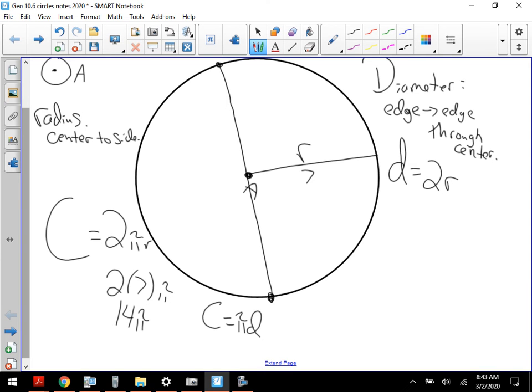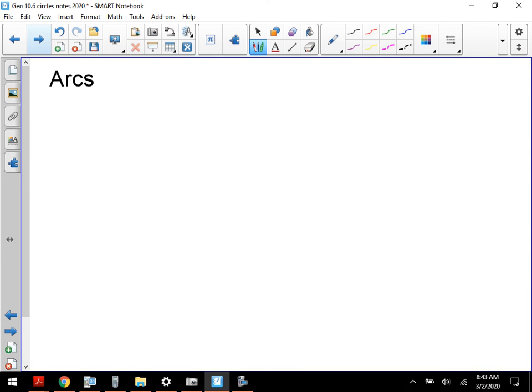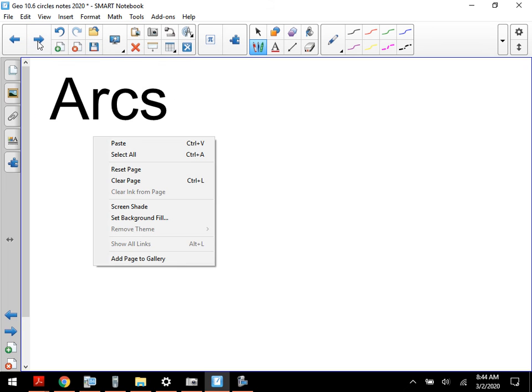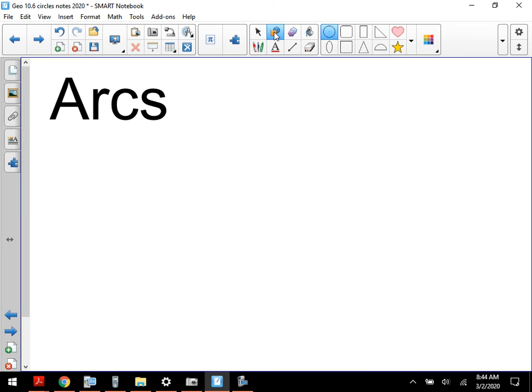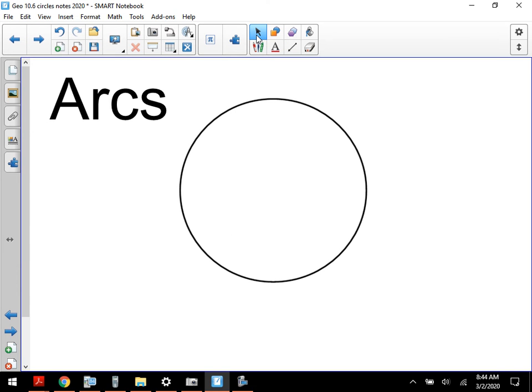So let's talk about something new then. An arc. Circles have arcs, okay? I don't know if you knew that. I know, right? What happens now is we start to talk about arcs. Arcs in circles are the curve, if you think of it as part of the curve. Okay?